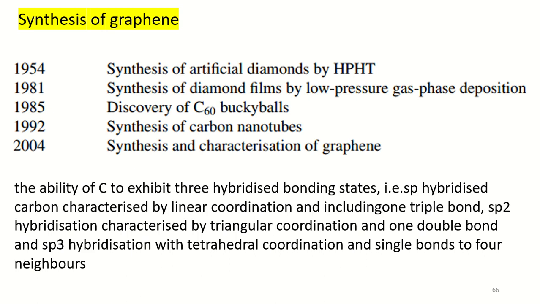Onward, in 1985, the discovery of buckyballs, which is actually one of the allotropic forms of carbon, in which C60 is the basic unit. In 1992, the synthesis of carbon nanotubes, while in 2004, synthesis and subsequently the characterization of graphene was done.